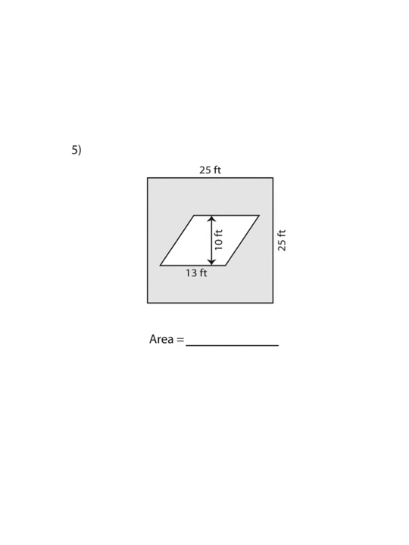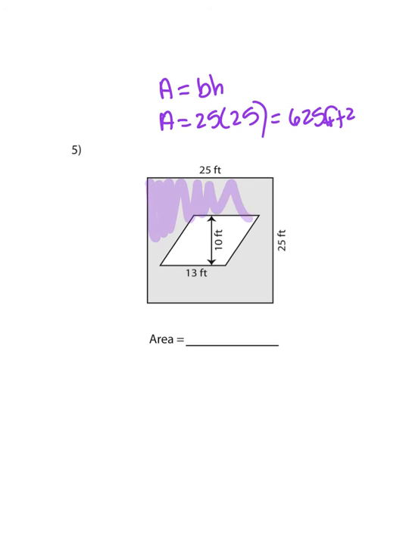Okay, so in this next one, it looks like we have a square with a rhombus or parallelogram taken out of it. So we're going to use our formulas to find the area of the square and then subtract the rhombus. So starting with my square, that's going to be area equals, I could say side squared or base times height because a square is a rectangle. So area equals 25 times 25, and I get 625 square feet.